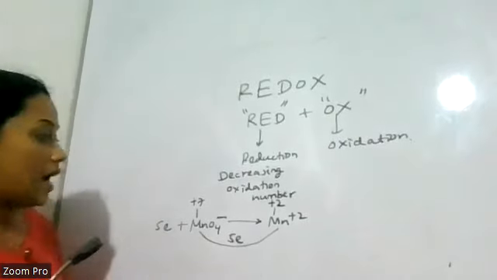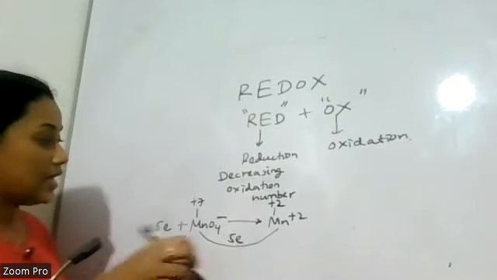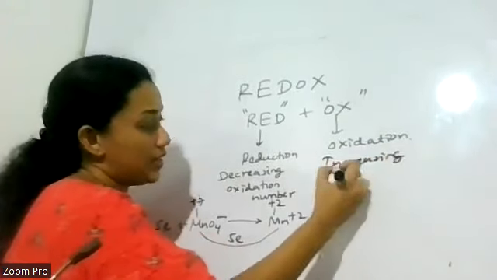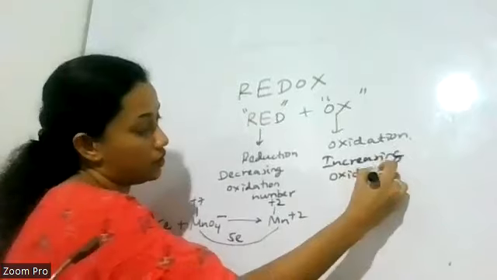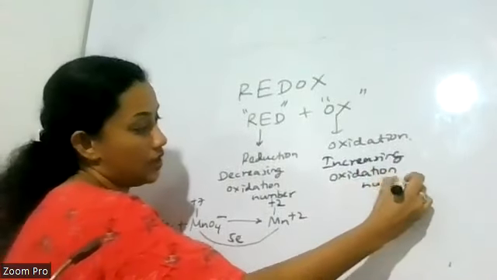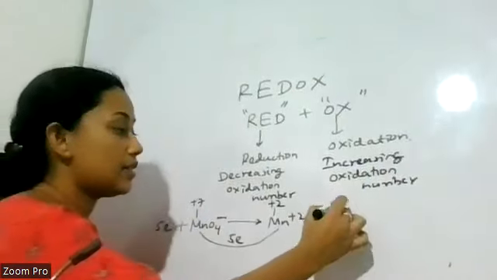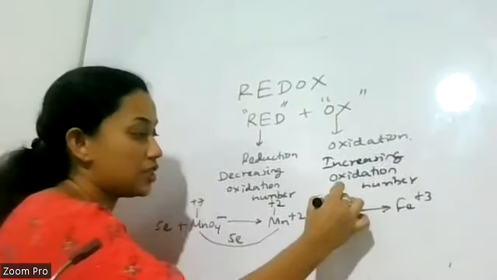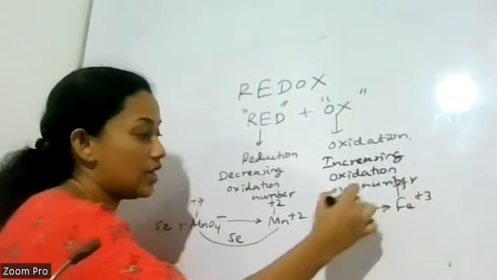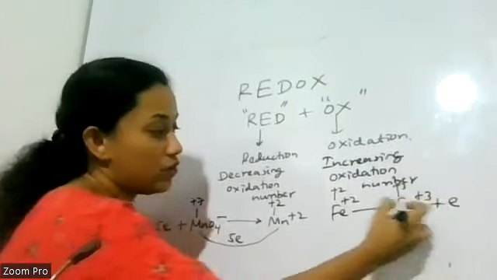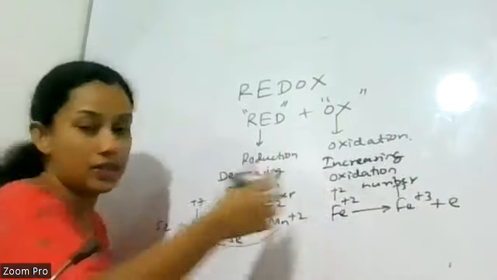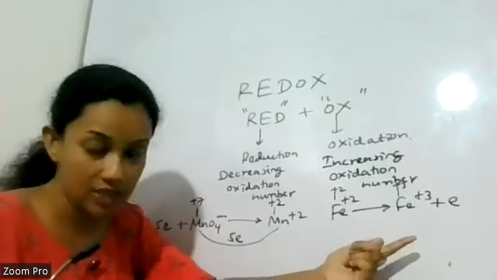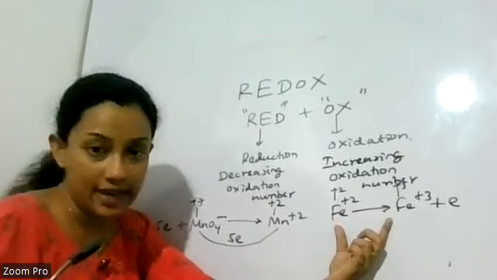Oxidation means increasing oxidation number. Increasing oxidation number means oxidation. Fe2 plus becomes Fe3 plus. Here the oxidation number is +2, here +3. After removing 1 electron, iron 2 plus becomes iron 3 plus. Its oxidation number has increased. It is called oxidation.